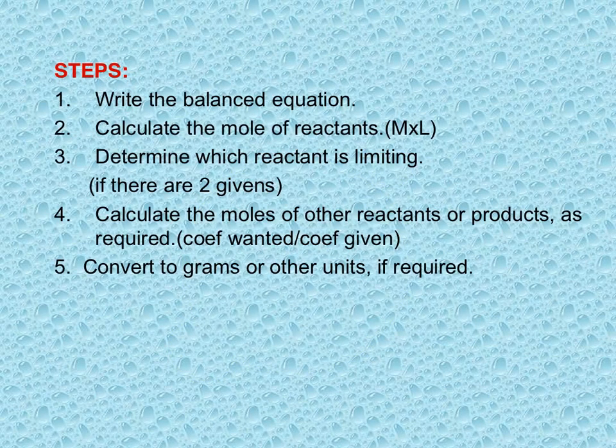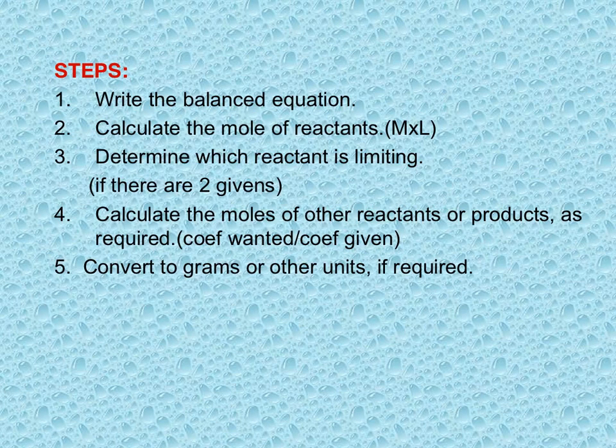The steps for solution stoichiometry, as with all stoichiometry: number 1, write the balanced equation. Number 2 is to calculate the moles of the reactants by multiplying molarity times liters. This is what we learned in the last lesson. Step number 3, if there are two givens, you must determine which reactant is the limiting reactant. Hopefully you remember this from stoichiometry earlier in the semester.